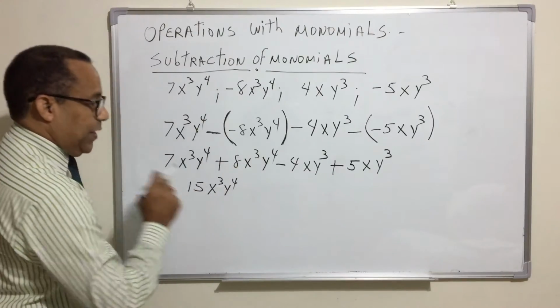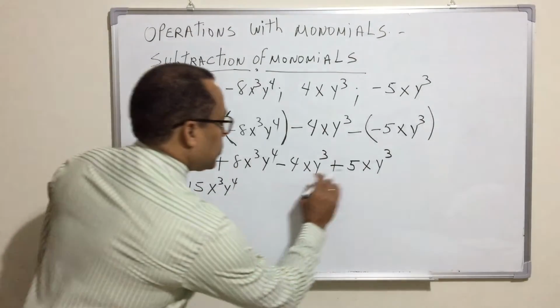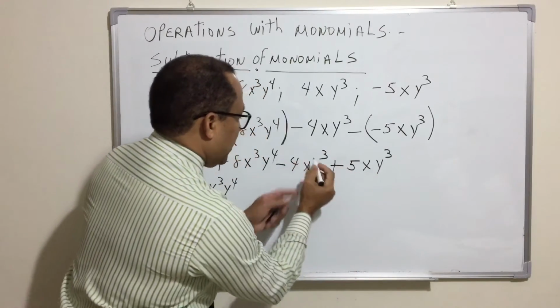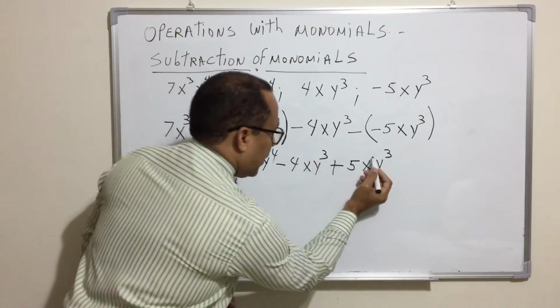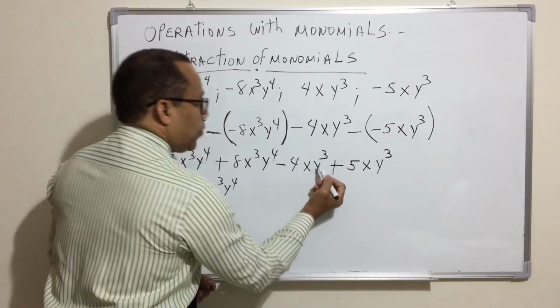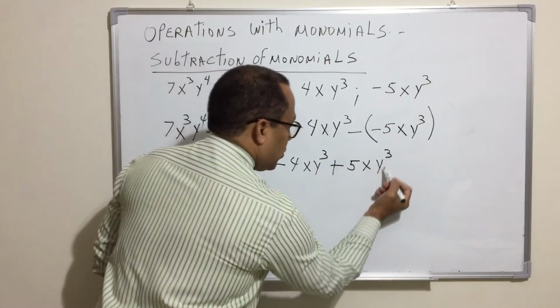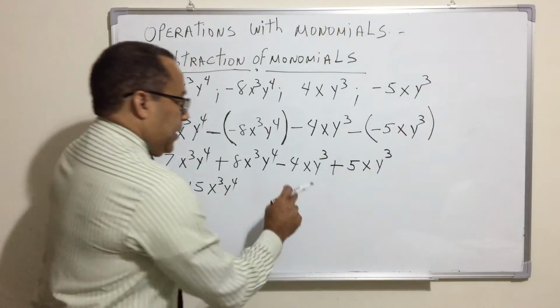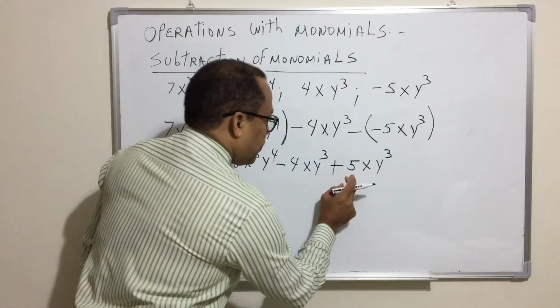7 plus 8, 15. And then these two are like terms because they have the same letter and the same exponent. The exponent for the x is 1, here is 1 also, and the exponent for the y is 3, and this is also a 3. So these two are like terms. Negative 4 plus 5.